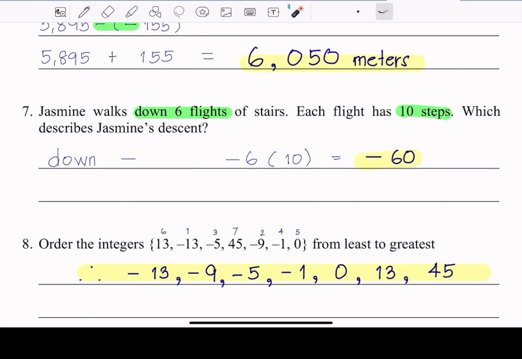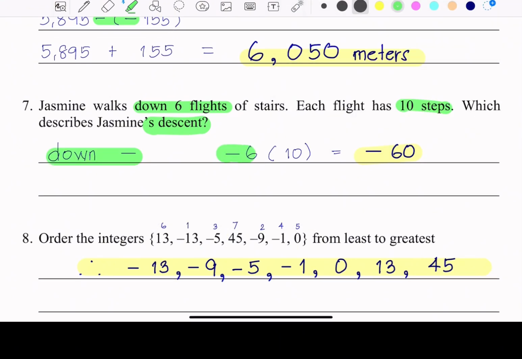Question number 7. Jasmine walks down 6 flights of stairs. Each flight has 10 steps. What describes Jasmine's descent? So down is a negative word. It's negative 6. Negative 6 times how many steps? 10 steps. And that gives us negative 60.